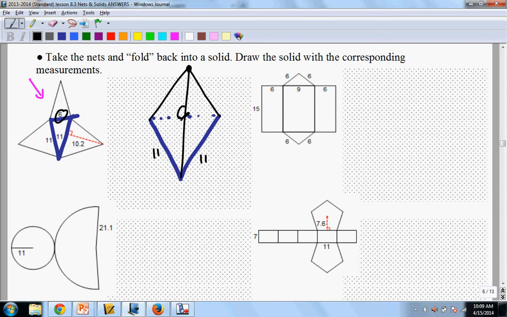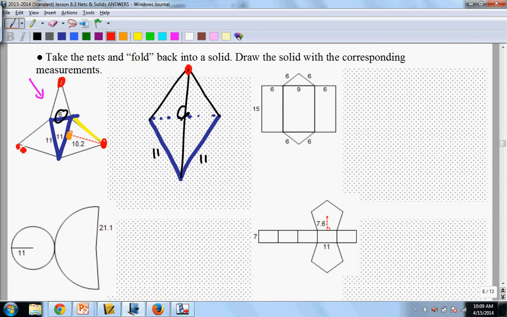Where did that 10.2 go? It's here. No. Okay, watch. Do you see that that's the top? Yeah. Okay, now, is it going down an edge, or is it going from the top to the midpoint? It's going to a midpoint.